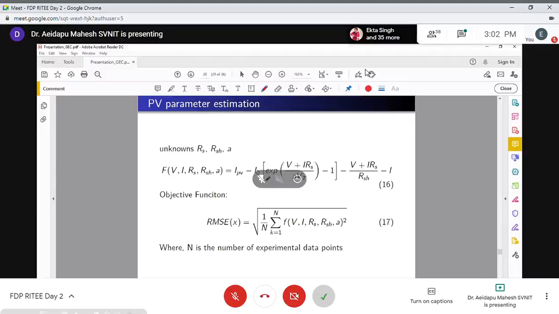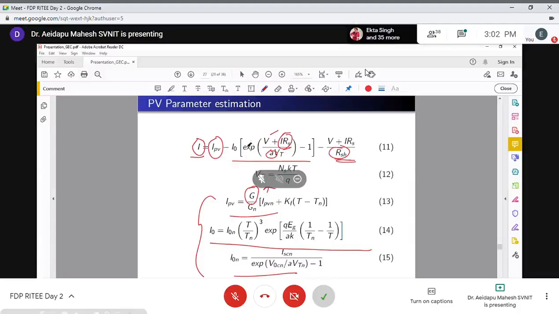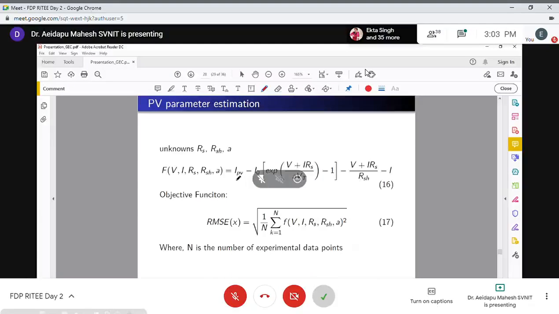So how to form an objective function? Just bring this I to this side and make it equal to 0. So that's what the objective function is here: IPV minus I naught into this shunt branch, and minus I. And the objective function is what? The root mean square of all the points on the VI curve.